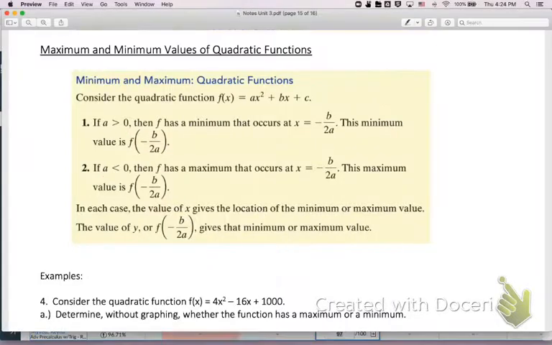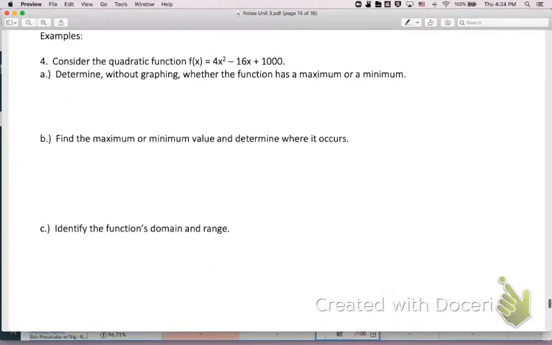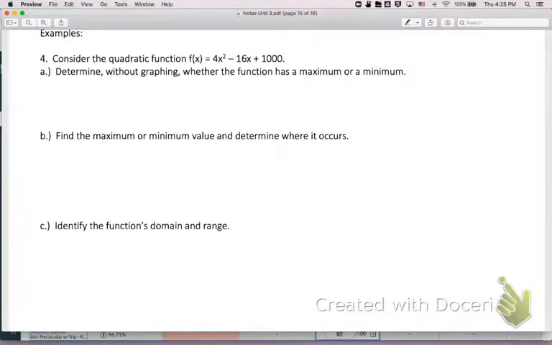Okay, let's look at some applications here. Consider the quadratic function f of x. Determine without graphing whether the function has a maximum or a minimum. Well, remember, that depends on whether it opens up or down. Since a, which is the number in front of the x squared, is positive, a is greater than 0, that means that the parabola opens up, which means that it has a minimum.